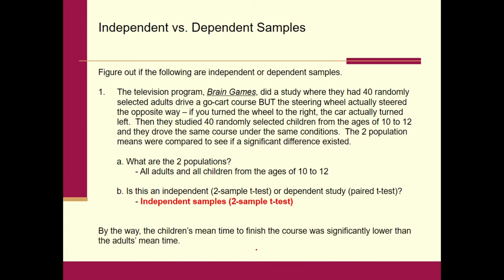By the way, the children's mean time to finish the course was significantly lower than the adults' mean time. And if you think about it, why was this the case? Well, adults have been driving for years and years. They've been programmed that if you turn the wheel to the right, it's going to go to the right. Now for the children, they weren't used to driving, and so they said, oh, okay, so if I turn the wheel to the right, the car will go left. So they learned a lot quicker because they didn't have to be basically deprogrammed, if you will.